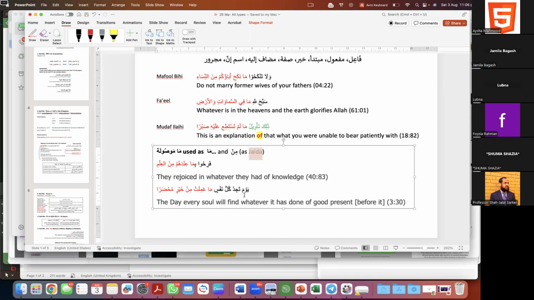Look at the next example. Yawma tajidu kullu nafsin ma amilat min khayrin muhdaran. Hadara yahdaru. Ahdara yuhdiru. Ahdara yuhdiru.